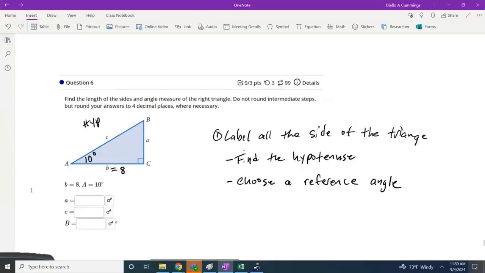The reference angle that I'm going to choose is, you never choose your hypotenuse as a reference angle. So let me just write that out. Choose a reference angle, but never the hypotenuse, and never that 90-degree angle. Right? I'm going to choose A as my reference angle.